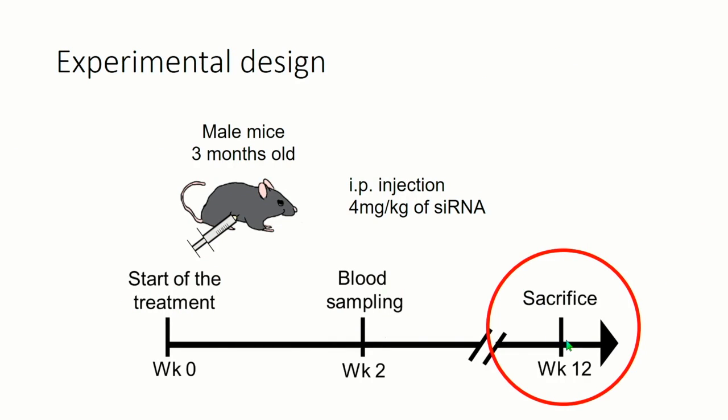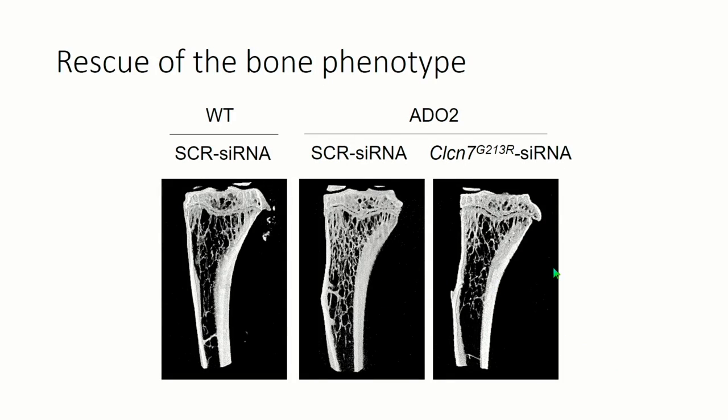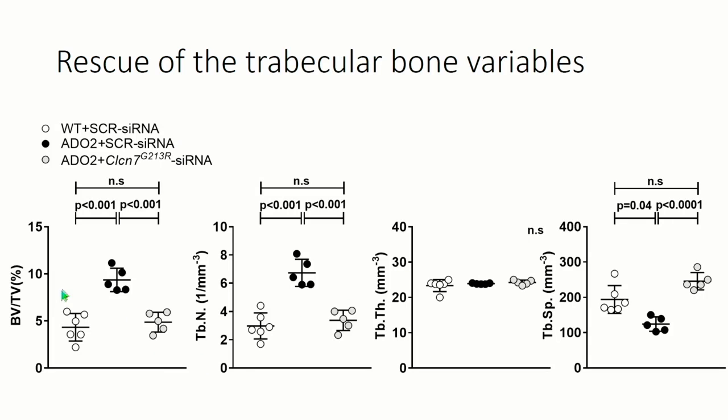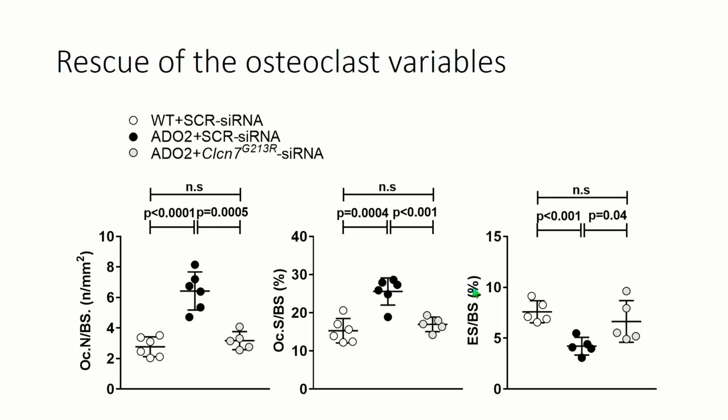After 12 weeks, we sacrificed the mice, and you see here, this is the situation in the E02 mice, much more bone compared to the wild type, and this is the situation in the treated mice. So they returned to the normal phenotype. This was also confirmed by the measurement of the bone volume, the trabecular number, and the trabecular separation. We didn't find any change in the trabecular thickness whatsoever between the wild type and the E02 mice.